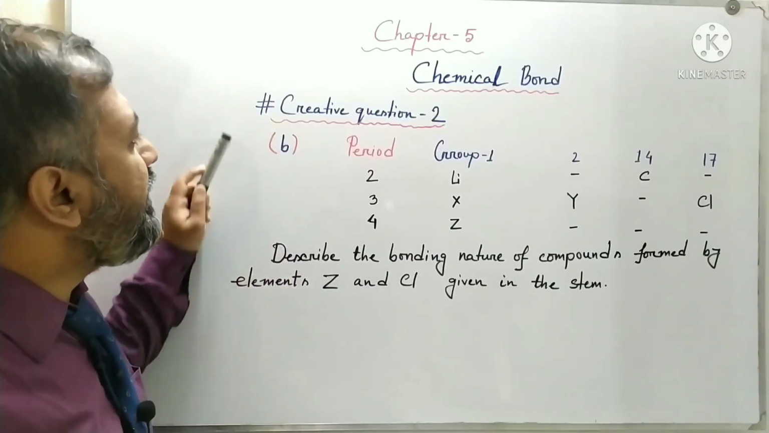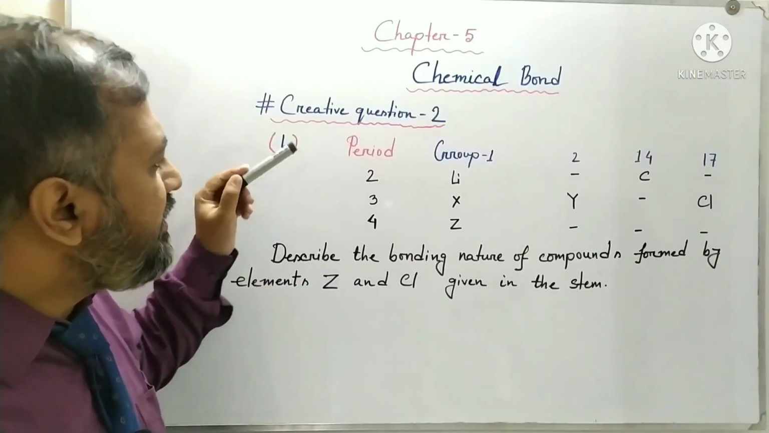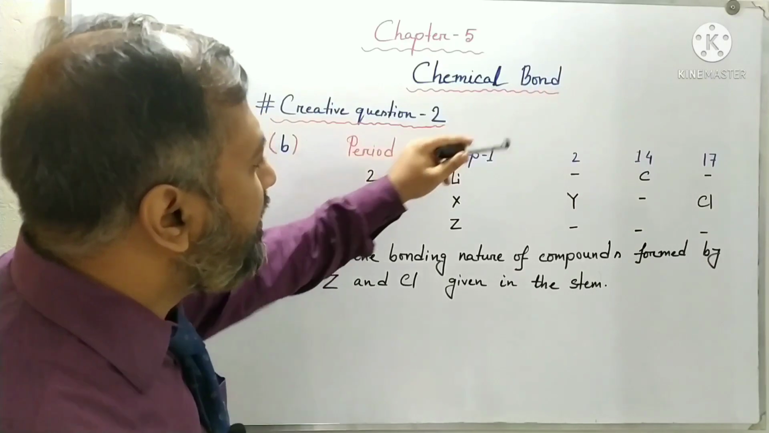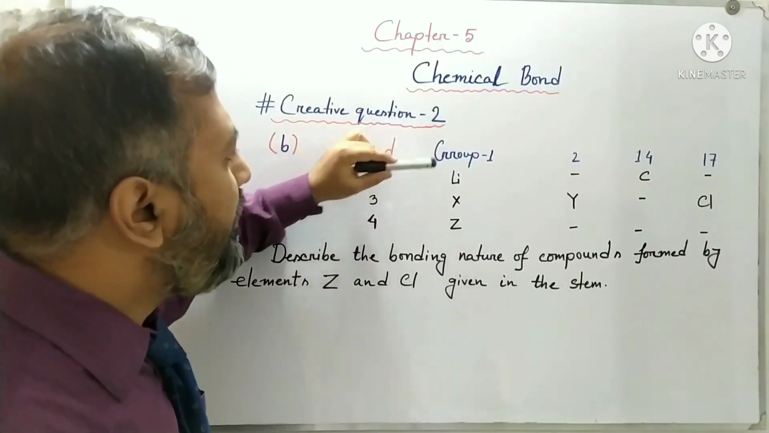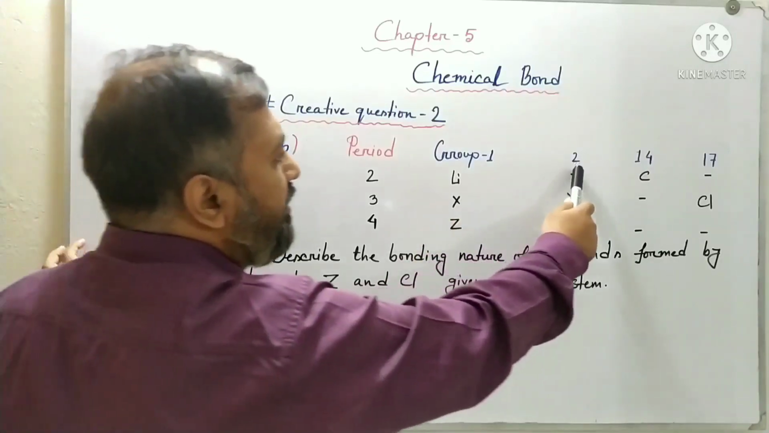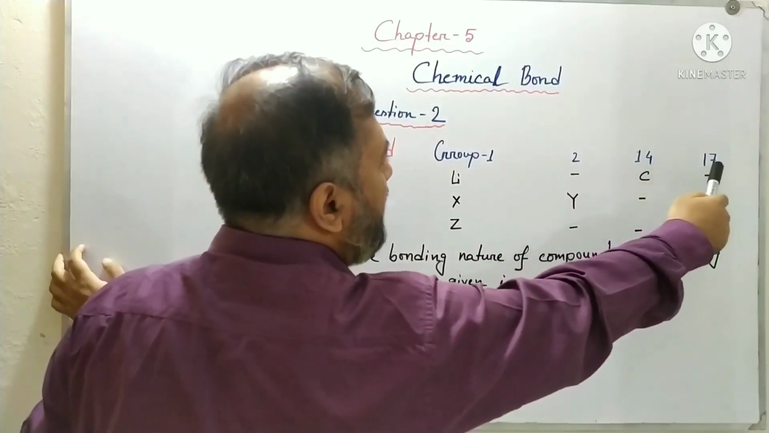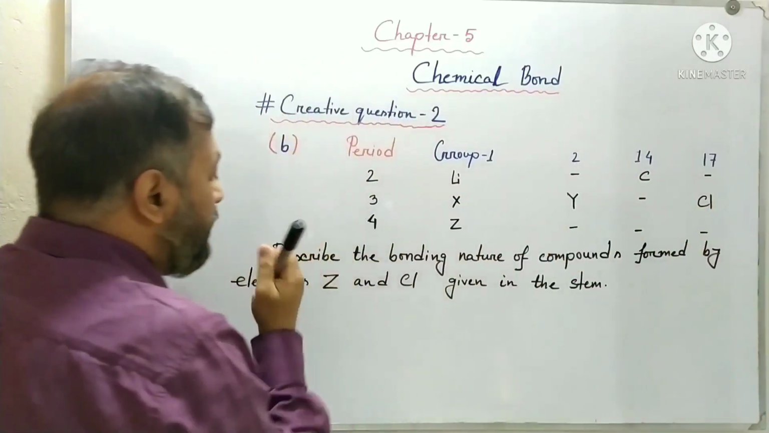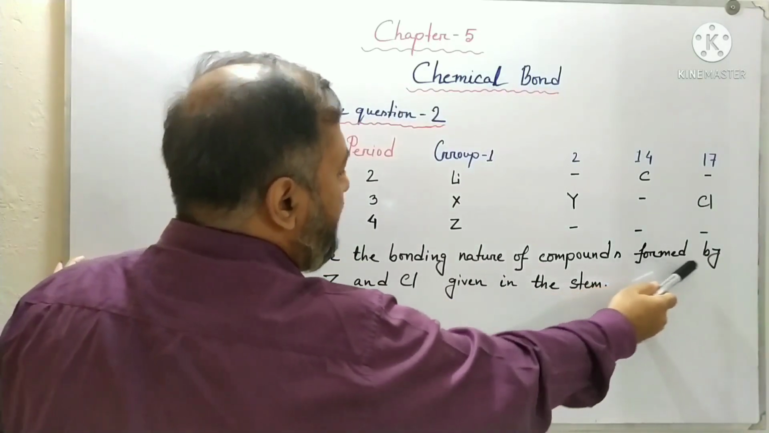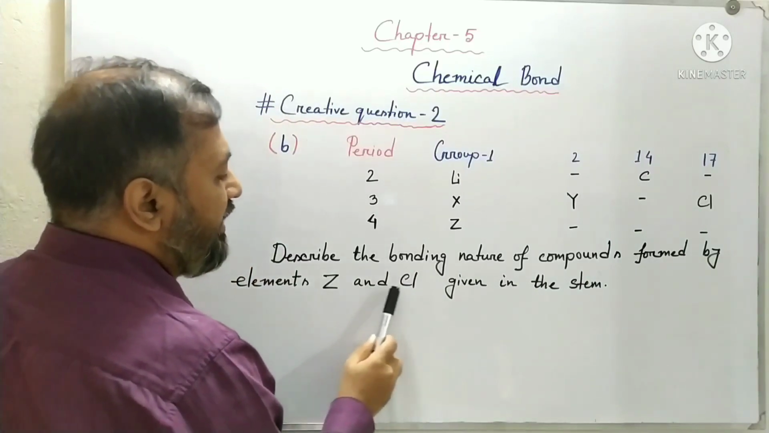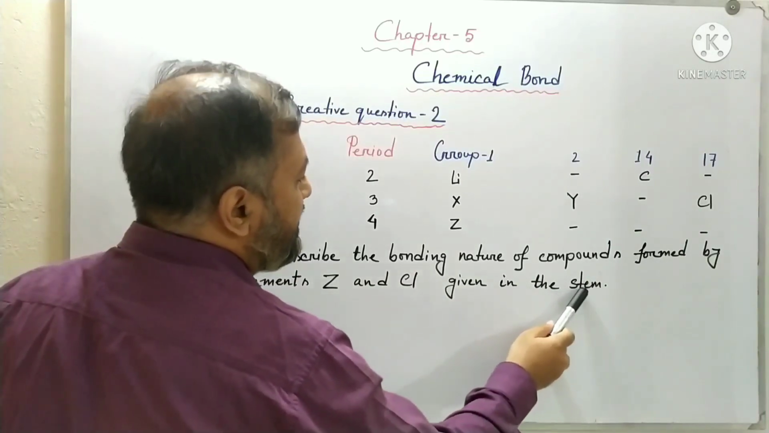Students, come to creative question C. Here you can see some vertical rows are provided. Here is period number, group number, and this is the first group, second group, group 14, and this is the 17th group. And the question is, describe the bonding nature of compounds formed by element Z and Cl given in this stem.